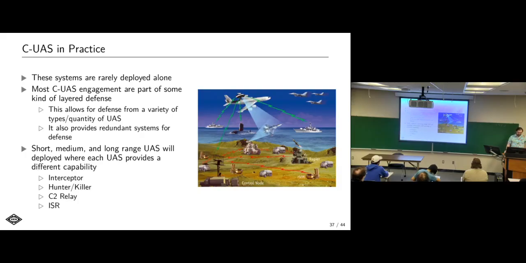And systems like this, you'll see short, medium, long-range UAS, and you'll have ones doing ISR, ones that are just communication relays, ones that do hunter killer, interceptor, different payloads, whatever you'd have. There's a lot of money to be made in this.